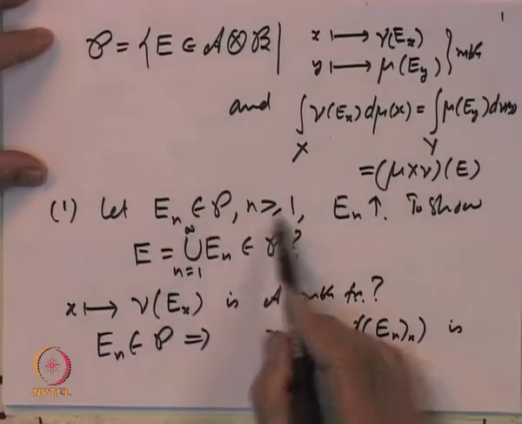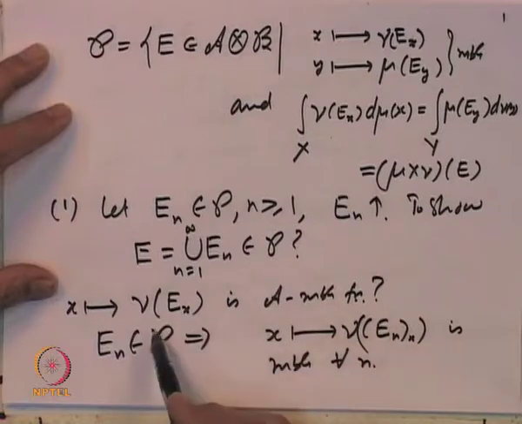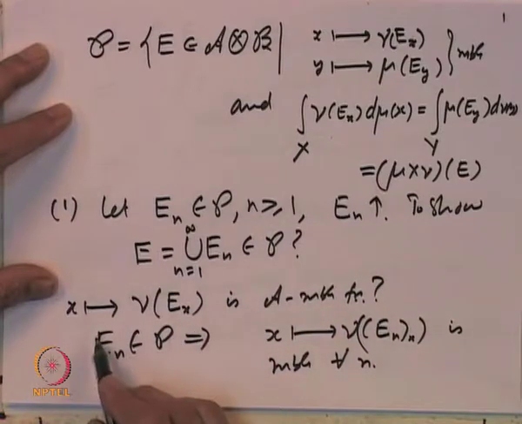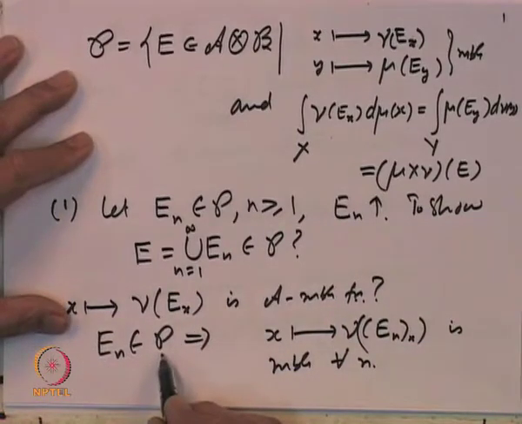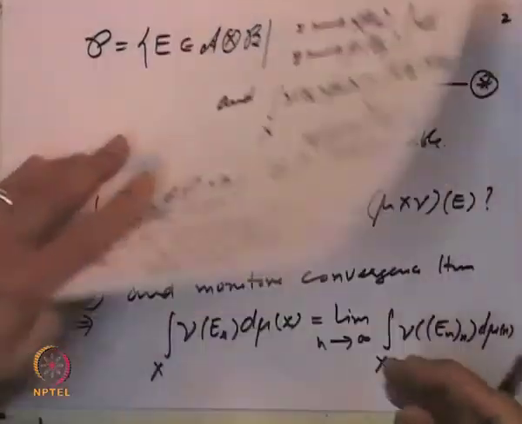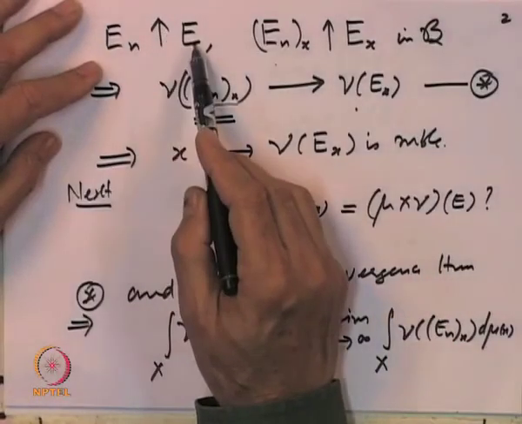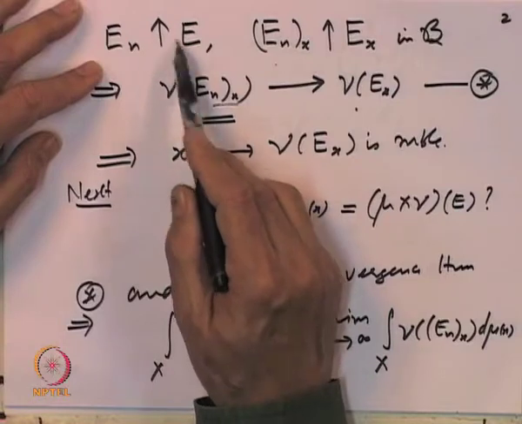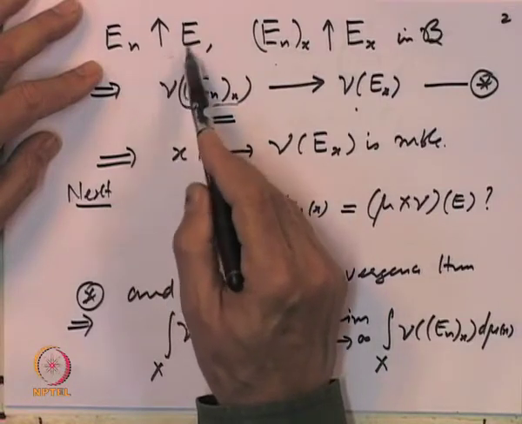So, now we have E_n's decreasing. Because the E_n's belong to P, this is a measurable function. That is a property of the set E_n being in the class P, so increasing or decreasing does not come into the picture. This step will carry over. Now, if E_n is decreasing to E, this thing will change.